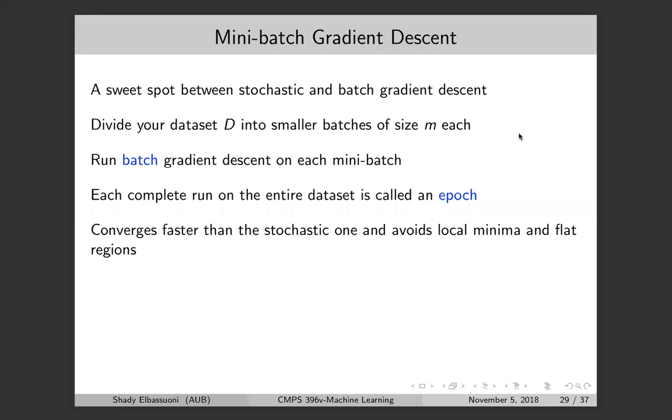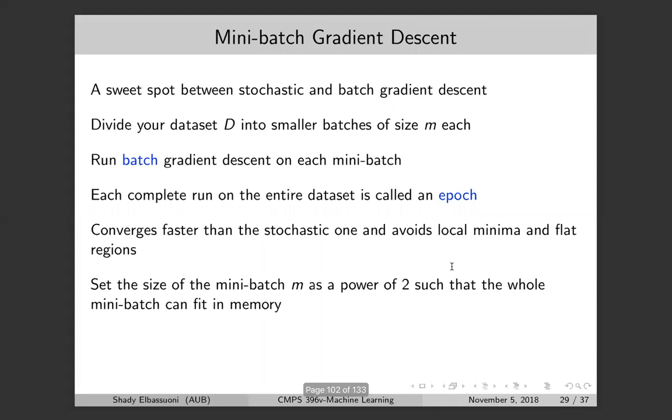Mini-batch gradient descent converges much faster than the stochastic one because you're not looking at a single example. Stochastic is very slow because you're looking at one single example, but it avoids local minima and flat regions, which is its advantage, because you're not looking at the whole global error function, you're looking at it with respect to a single mini batch. So it has the advantage of both.